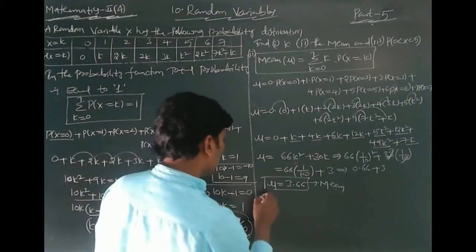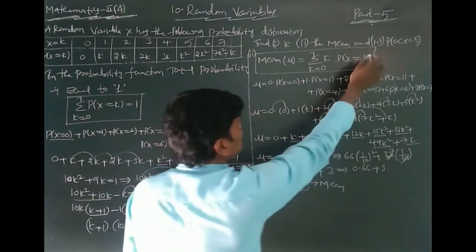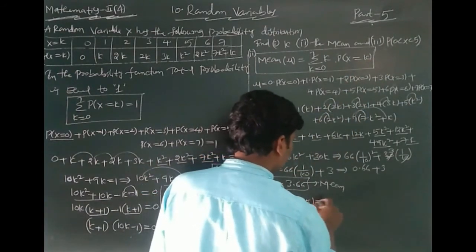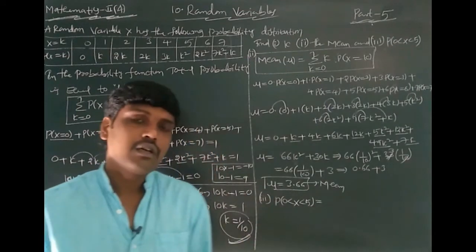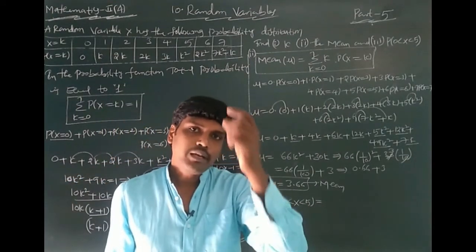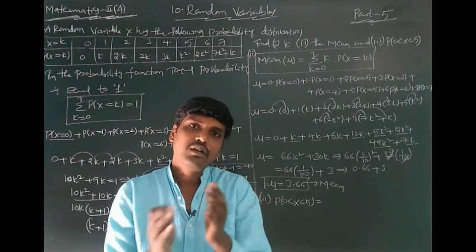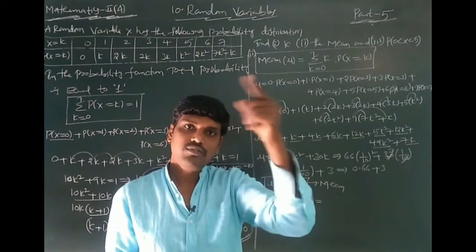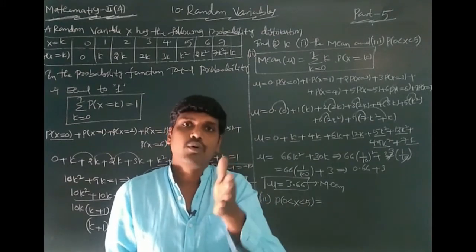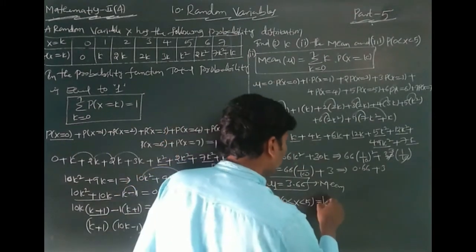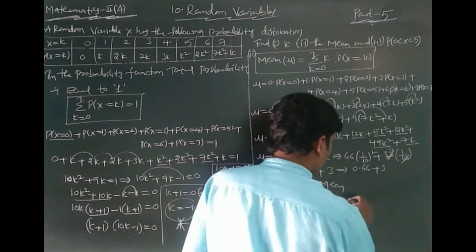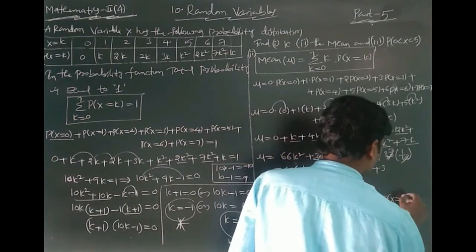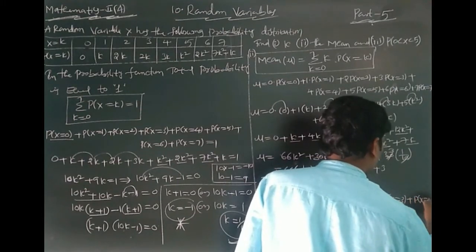After that, third one. What is the third problem, students? P of 0 less than x less than 5. What is the meaning of this one? The value of the probability function with x between 0 to 5, more than 0, less than 5. More than 0 is nothing but 1, 2, 3, 4, 5. Less than 5 is nothing but up to 4. So 1 to 4. That is probability of x equal to 1 plus probability of x equal to 2 plus probability of x equal to 3 plus probability of x equal to 4.